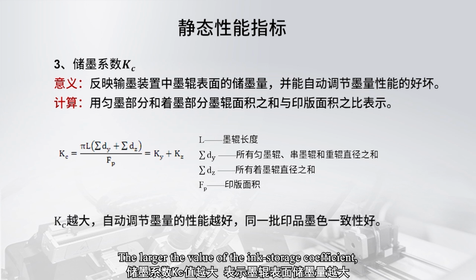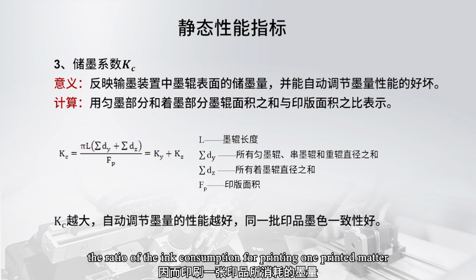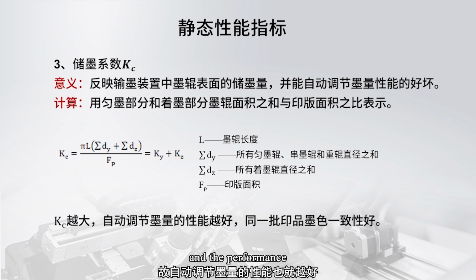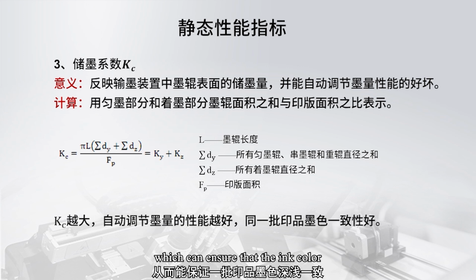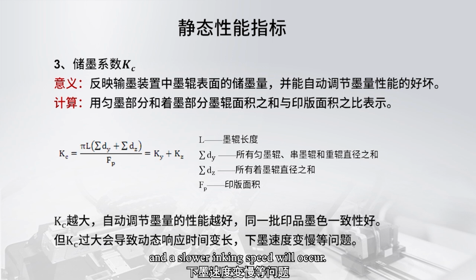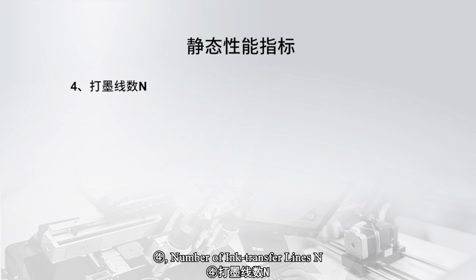The larger the value of the ink storage coefficient, the greater the ink storage capacity on the surface of the ink rollers. Therefore, the ratio of the ink consumption for printing one printed matter to the ink storage capacity on the ink rollers is smaller, and the performance of automatically adjusting the ink amount is better, which can ensure that the ink color of a batch of printed matters is consistent. However, if the value is too large, problems such as a longer dynamic response time and a slower inking speed will occur.